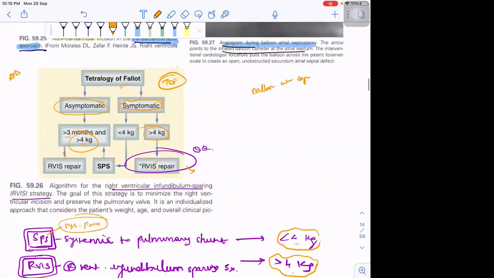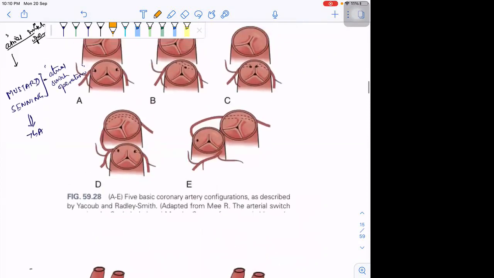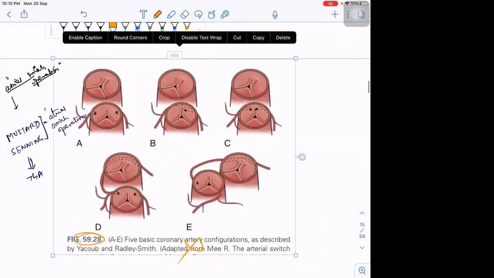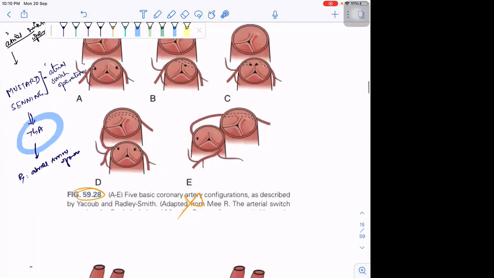These are the expected suggestions they give, and they are giving 5 basic coronary artery configurations in figure 59.28. No need for that. Here you see one condition, TGA, transposition of great arteries. Here they are doing surgery called arterial switch operation. They also have 2 named procedures: one is Mustard and another is Senning. The Mustard and Senning procedures are atrial switch operations, which are done in transposition of great arteries.